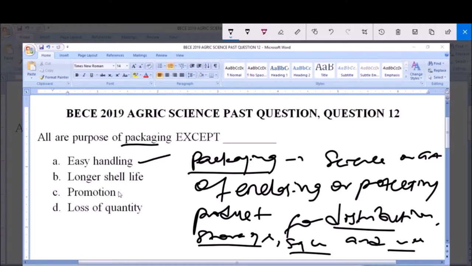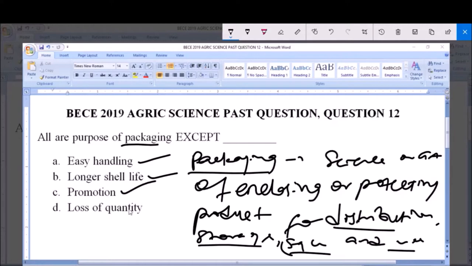B says longer shelf life. Yes, one of the purposes of packaging is for storage, so longer shelf life is also one of the purposes of packaging. And C says promotion. Yes, also one of the importance of packaging is for sale, to promote your sale, to sell. So promotion is also part of the purpose of packaging.